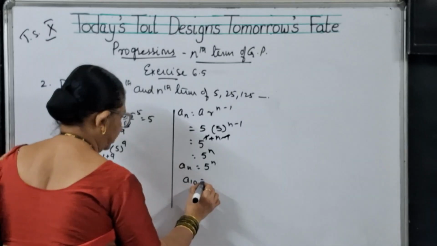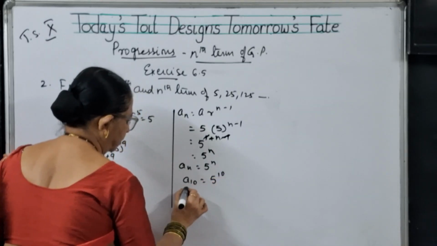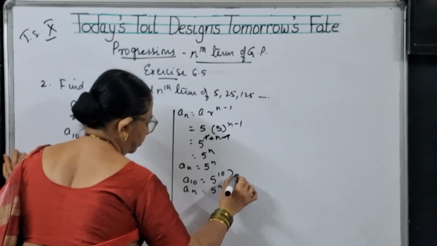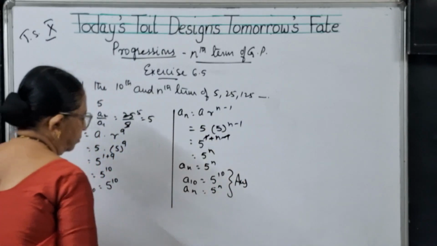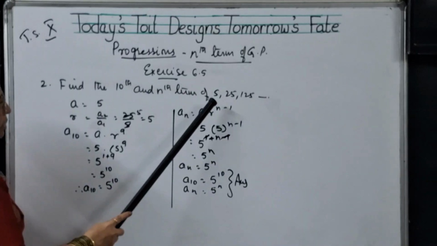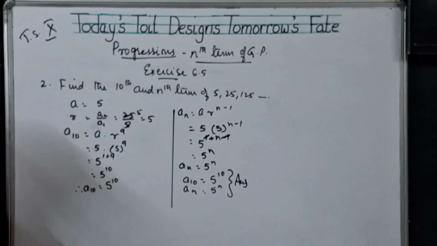So a10 is 5 to the power of 10. An is 5 to the power of n. These two are the answers for this problem, children. So let us see once again. The given GP is 5, 25, 125, and so on.